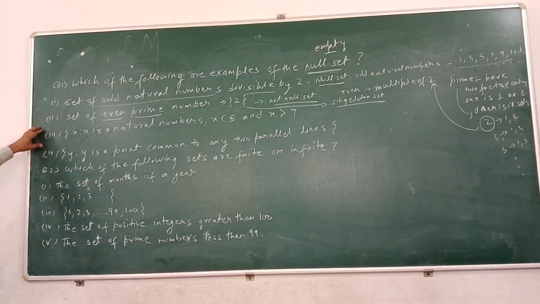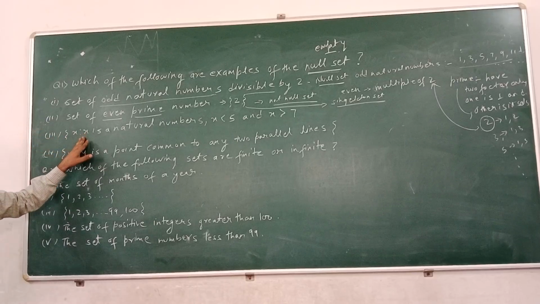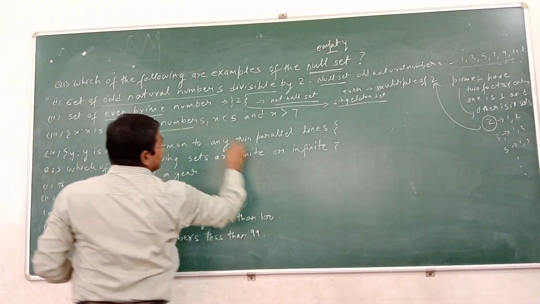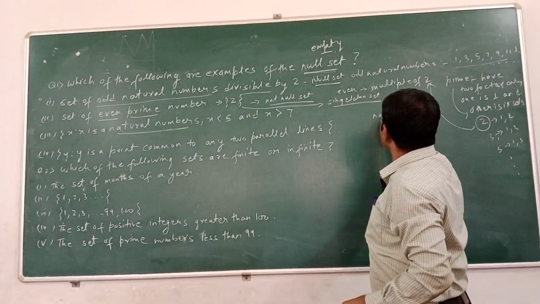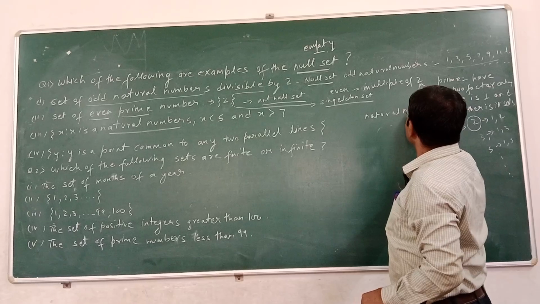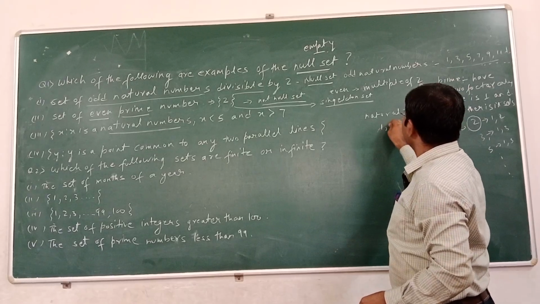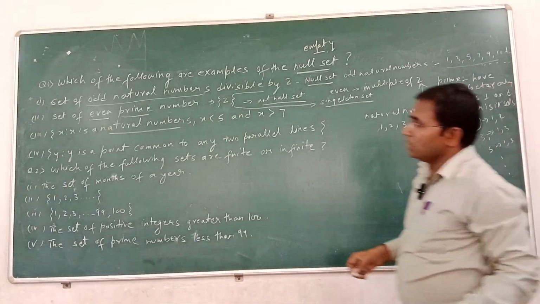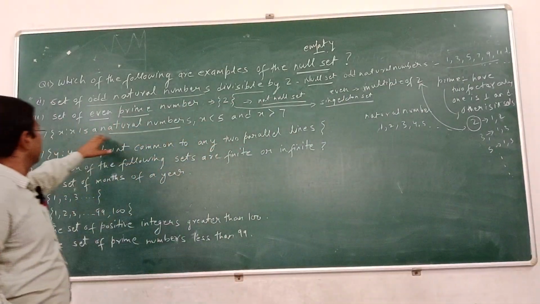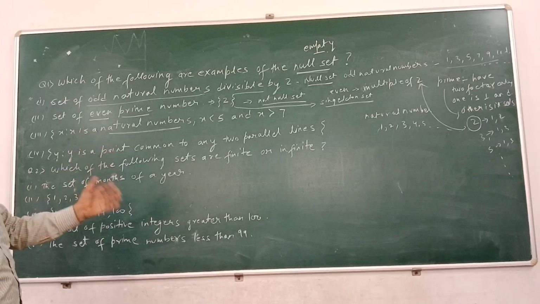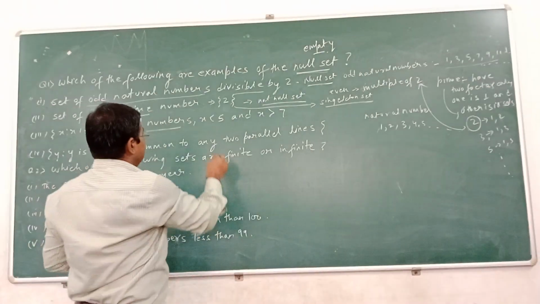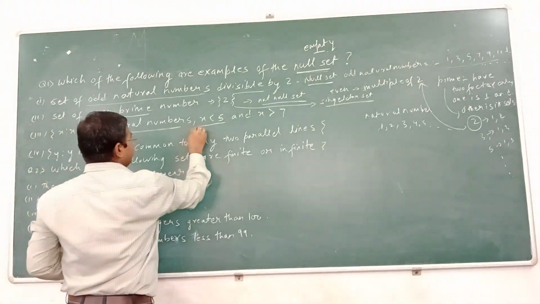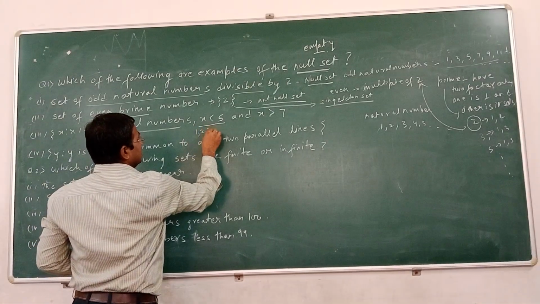Now see the third one. The third one is x such that x is a natural number. Natural number means the counting numbers 1, 2, 3, 4, 5 and so on. And here a condition is given: x will be greater than some number or less than some number. See here, it is given x is less than 5. x less than 5 means 1, 2, 3, 4.